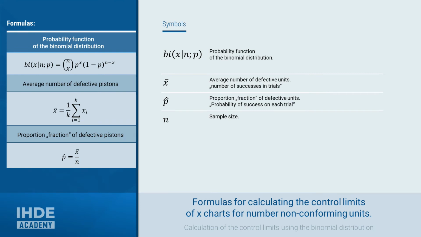To calculate the limits of a X chart, be it the warning or control limits, you need the probability function of the binomial distribution, where p is the proportion of non-conforming units. So, the probability of finding an out-of-specification piston. n is the sample size. Furthermore, we will need the average number of non-conforming pistons, X bar. The proportion of defective pistons is calculated from the quotient of X bar and the sample size.